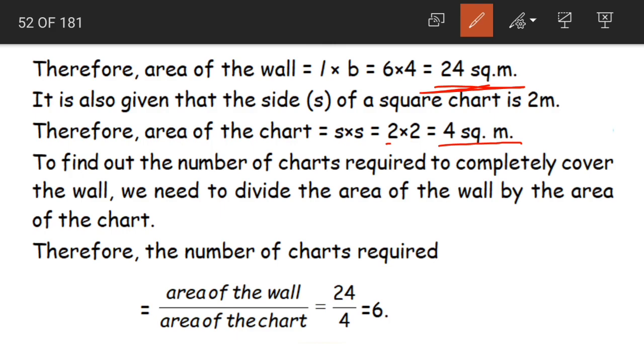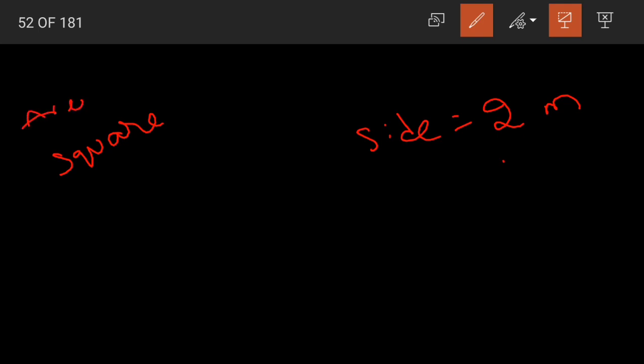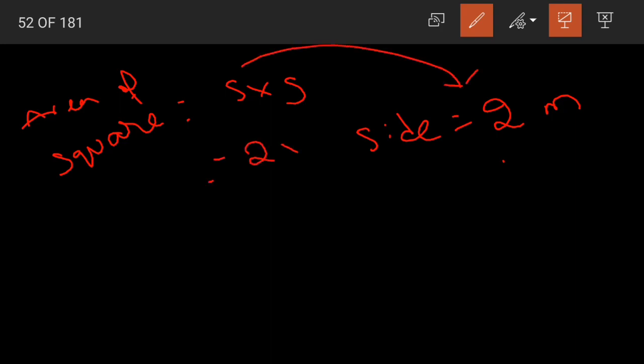Now again for the chart also we have the size. What is the size? The side of the chart is equal to 2 meters. It is a square. So again what will be the area of a square? Area of square is equal to side into side. What is the length of the side? 2. So 2 into 2, that is equal to 4 square meters.